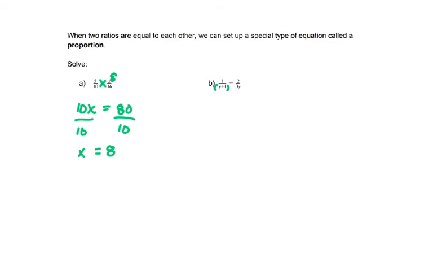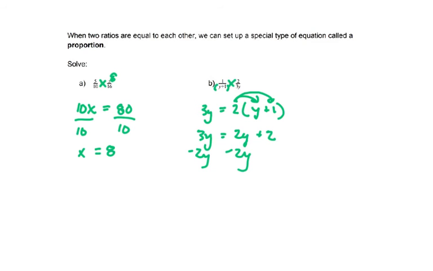Now we got to put parentheses when there's more than one thing there, and then we will again cross multiply. 3y times 1 is 3y, and then 2 times y plus 1 is going to get distributed. 3y equals 2y plus 2, and then we subtract the 2y, y equals 2. We're going to do 2 more of these.